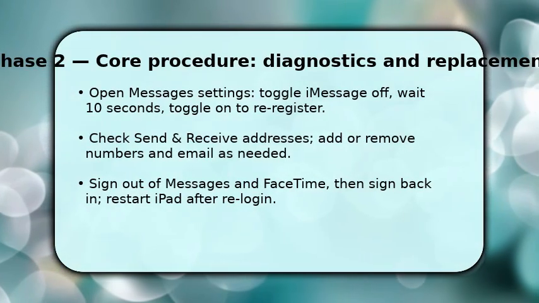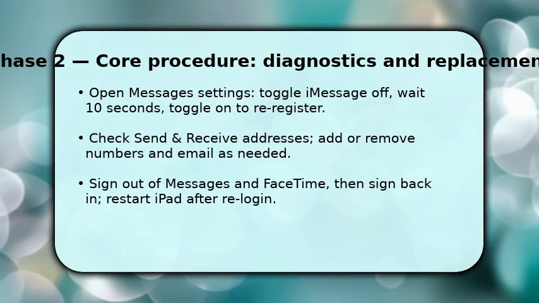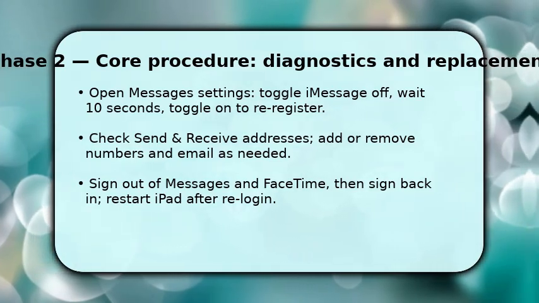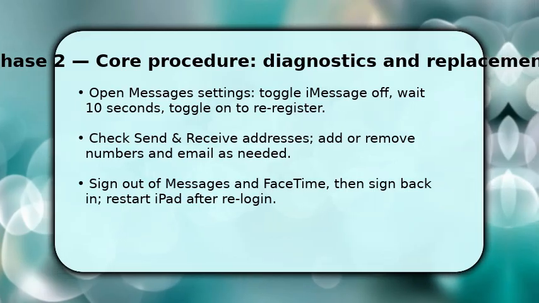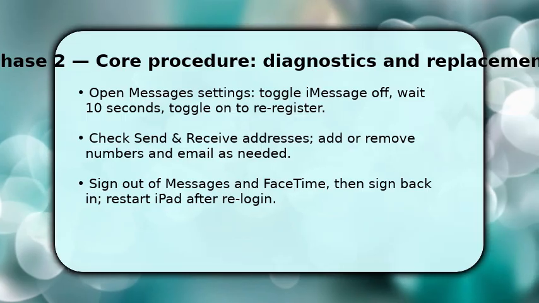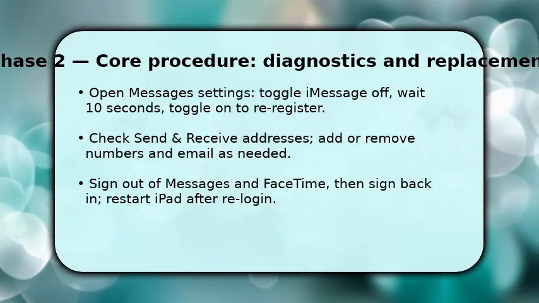In Settings Messages, toggle iMessage off then on to force re-registration with Apple's servers. Wait about 10 seconds between toggles. Make sure your send and receive list contains the correct phone number and email addresses. Remove duplicates that might conflict.